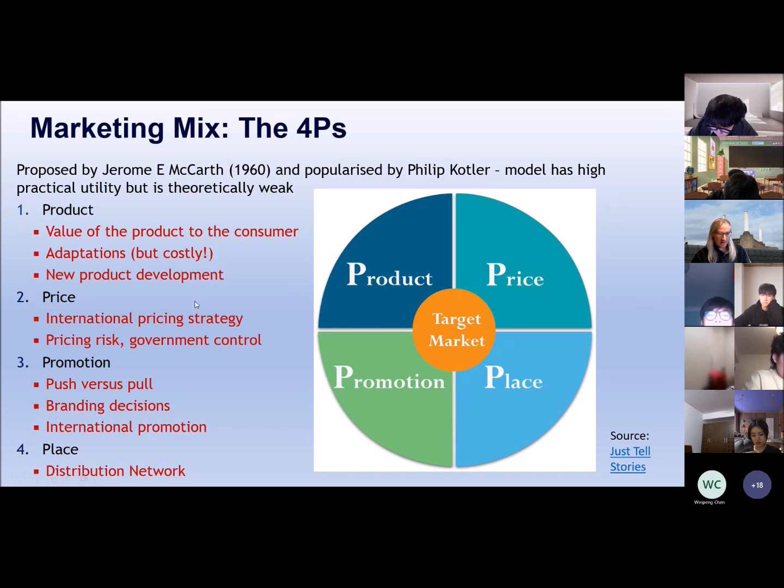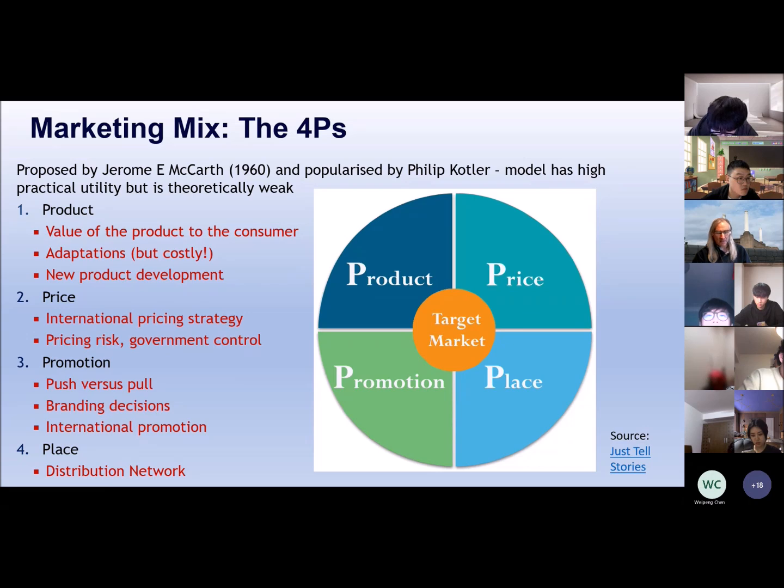The price of it, for us in international marketing, what the international pricing strategy might be. And if we're selling cheaply in one market and expensively in the other, what are the dangers that people will buy grey imports? In other words, they'll import from the cheap market into the expensive market and get around your pricing. Promotion, how are you actually going to promote it? And place, how do you bring it to the customer? So the distribution network, the shops that you're going to display in, that kind of thing.